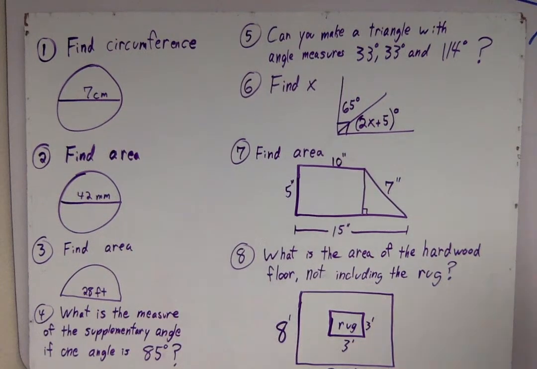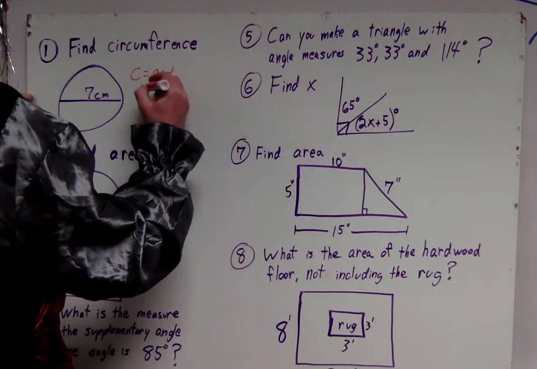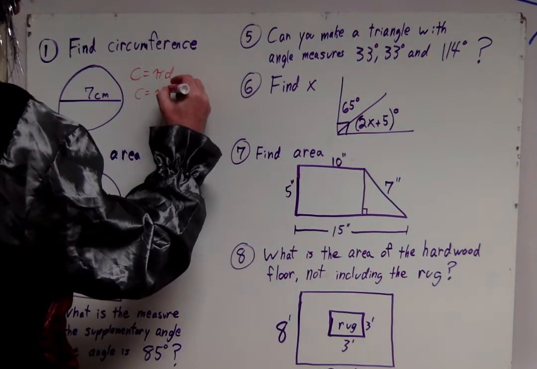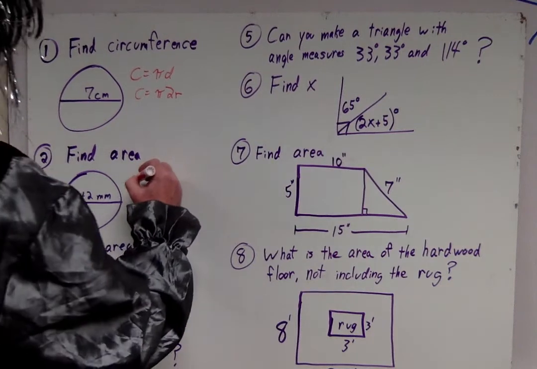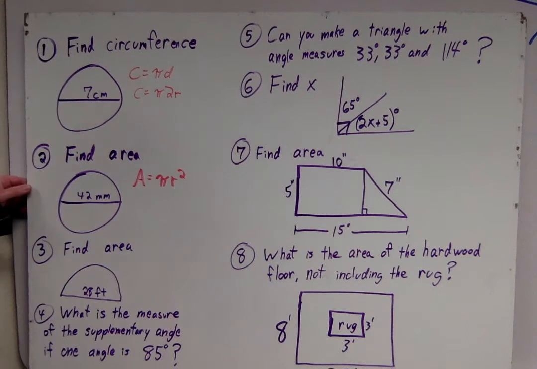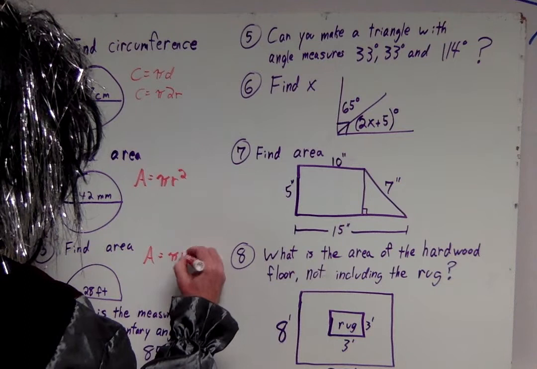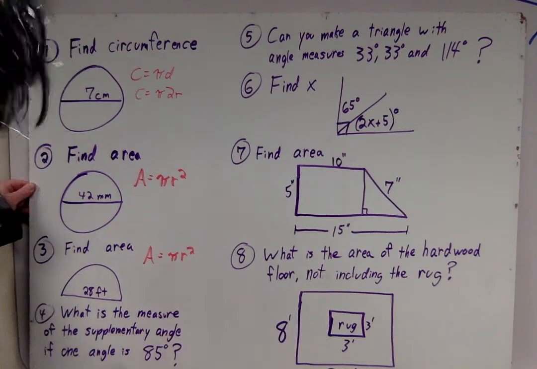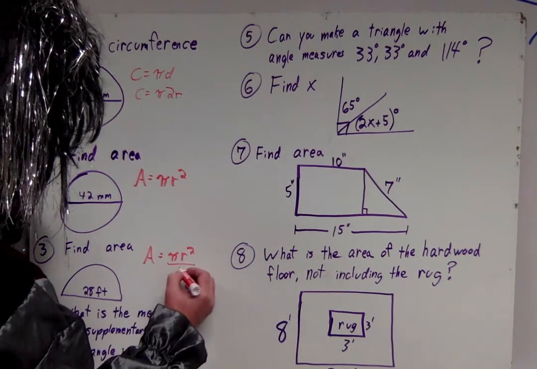I forgot to give you the formulas. To find circumference, you could either use pi times diameter or pi times 2 times the radius. Remember that trick? Number 2, to find the area of a circle, it's pi times the radius squared. That means it's the same thing for number 3. Area is pi times the radius squared, but that's only a semicircle, a half a circle. So don't forget to divide that guy by 2.